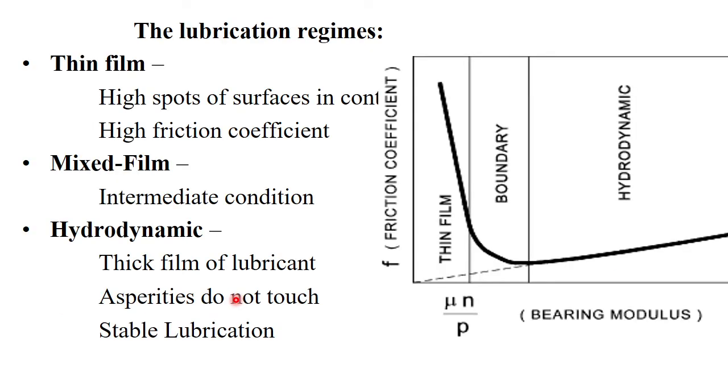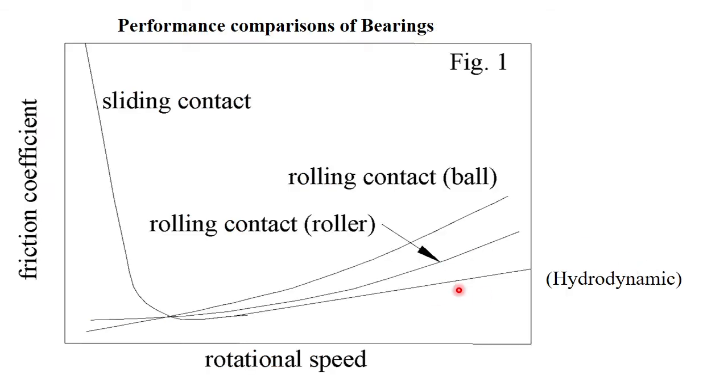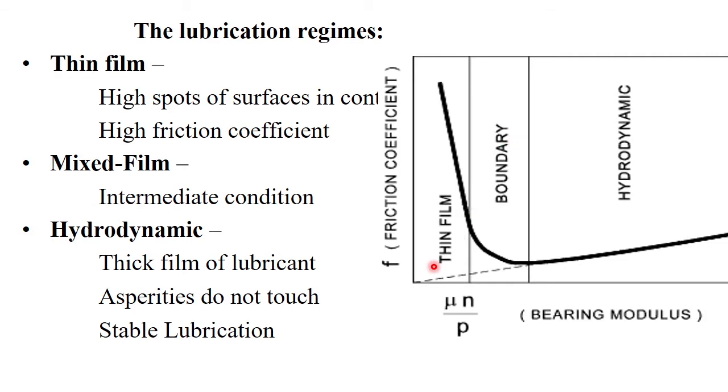Now let us go into the hydrodynamic lubrication part. This is the curve of a hydrodynamic lubricated bearing. This curve has various regions. One is the thin film region, where the friction coefficient is quite high. Then there is a boundary zone, part of that is also known as hydrodynamic lubrication region, and this is the fully developed hydrodynamic lubrication region.